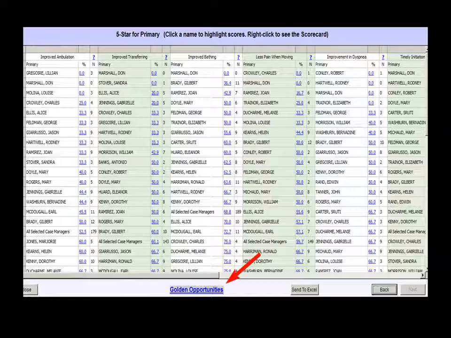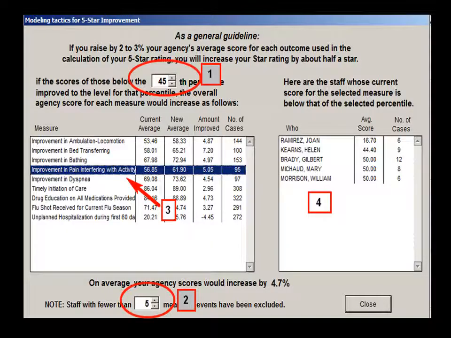Since I want to be able to study the case managers with more activity and therefore more impact on my agency performance, I'm going to now select the Golden Opportunities option. At this point, I have made a series of selections to focus on my area of interest. First of all, I have set the top spinner to the 45th percentile. This is essentially drawing a line in my list of case managers and determining those who fall below this threshold. Next, I have chosen to disregard case managers who have had fewer than 5 patients.